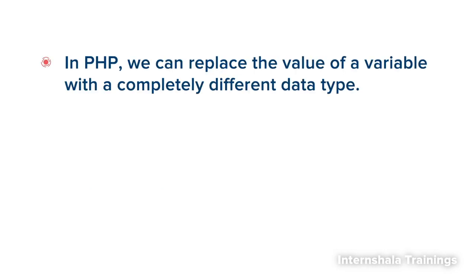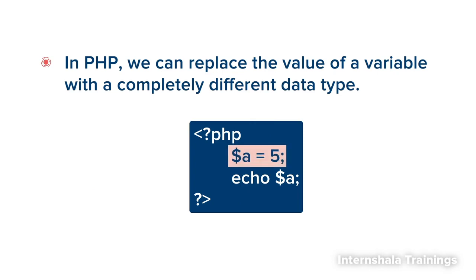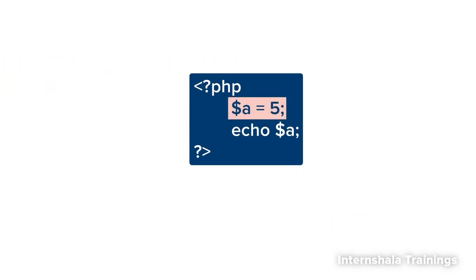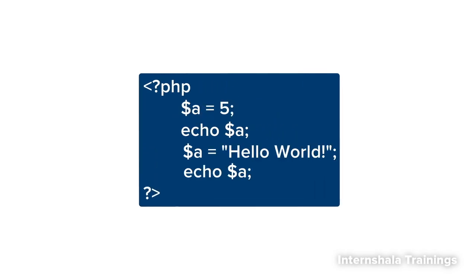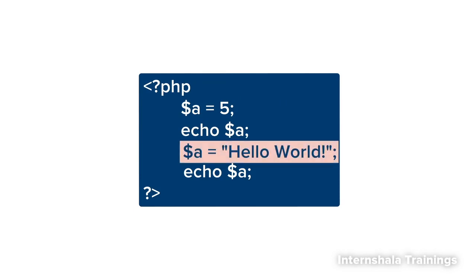We can even replace the value of a variable with a different data type. Let's say we have a variable a whose value is 5. Now here, the data type is integer. But if we redefine the value of the variable as a string, the variable automatically gets converted to the correct data type. This means the value of a variable is now hello world and the data type is string.